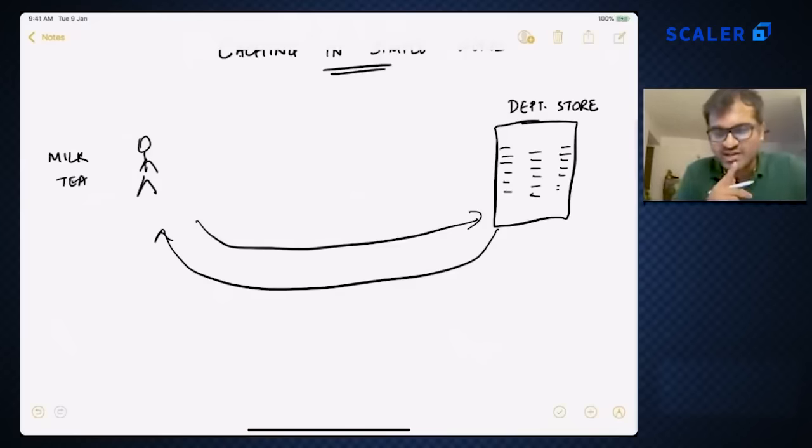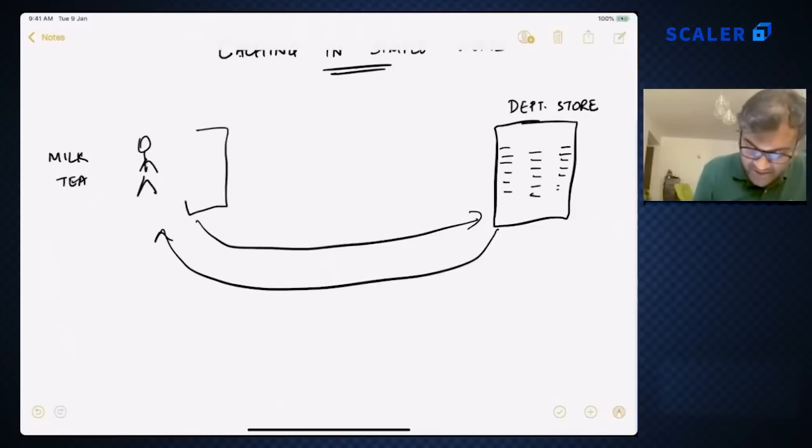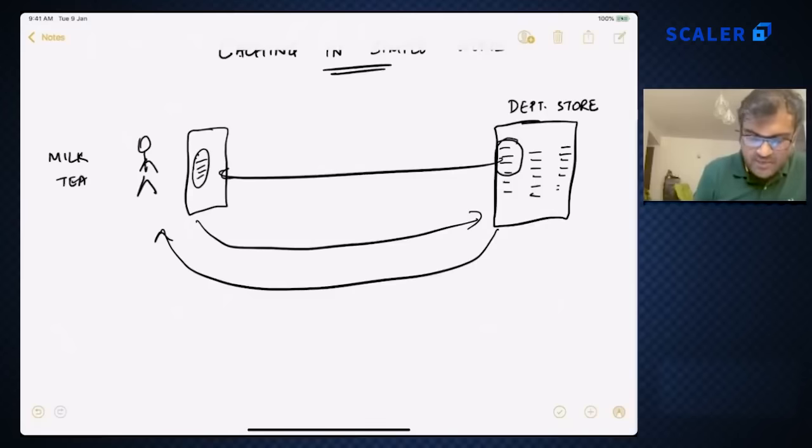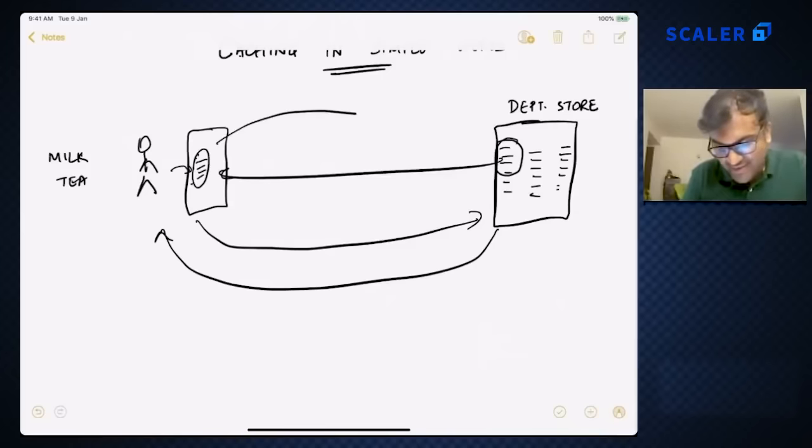However, one thing which strikes me is that I can buy a refrigerator. I can buy a fridge which stays in my house only, where I can buy a few milk cartons at a time and store them. And when I'm making milk tea now, as long as there is some milk present in the fridge, I can use it from there. If there is no milk present in the fridge, then I go to the department store and buy the next set of cartons of milk.